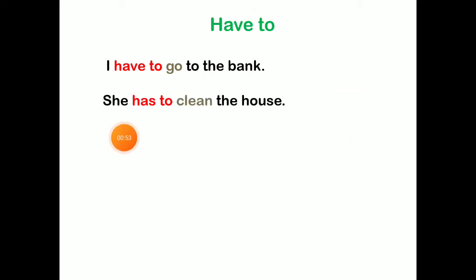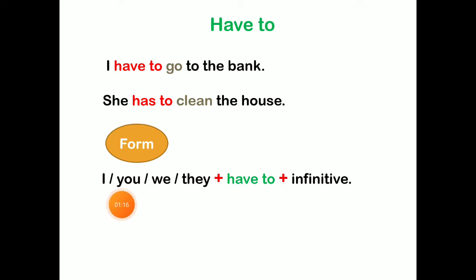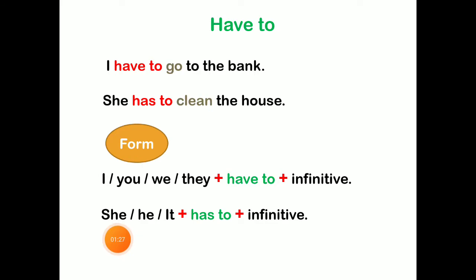Next one. She has to clean the house. She has to clean the house means it's necessary for her to clean the house. من الضروري لها أن تنظف المنزل. Here has to plus infinitive for singular, and here have to plus the infinitive for plural verb. Look. I, you, we, they: plural pronouns plus have to plus the infinitive. Singular pronouns she, he, it plus has to plus the infinitive.